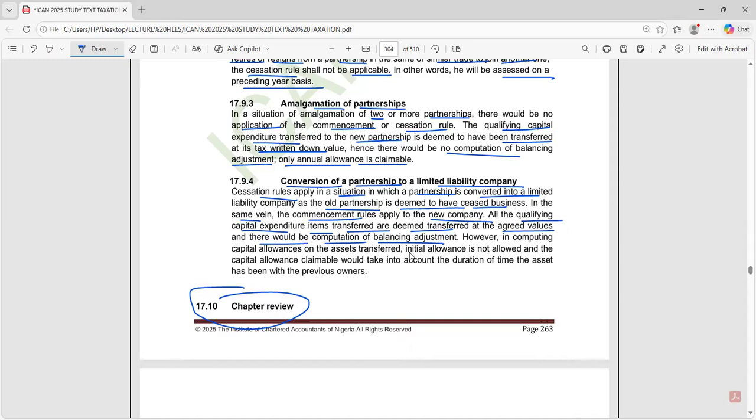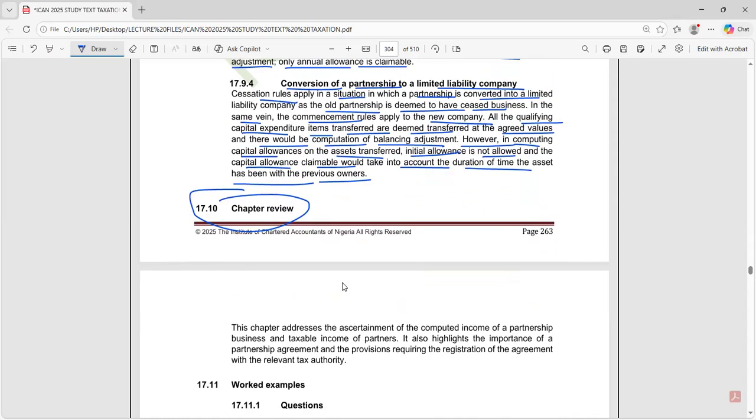So since you are ceasing business, you are more or less selling your assets to the new company. So since you are selling the asset to the new company, you're going to calculate whether there was a profit on the sale or a loss on the sale. But if it was amalgamation, there would have been no need for that. However, in computing capital allowance on the assets transferred, initial allowance is not allowed, and the capital allowance claimable would take into account the duration of time the asset has been with the previous owners. Okay, so that is as simple as it is. That is the end.